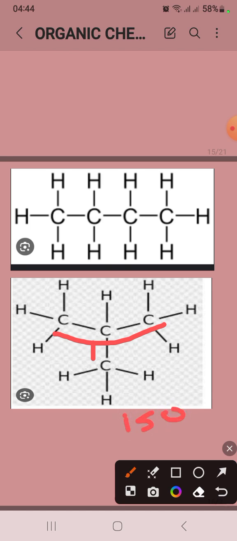So it is isobutane. Got it? And then the hydrogen atoms are attached in the same way as we have attached in this first compound. 3 hydrogen atoms are attached to the first carbon, 1 is attached to the second carbon because it is forming 3 bonds with 3 carbon atoms, and 3 hydrogens are attached with the third carbon, and you can see with the fourth carbon also 3 hydrogens are attached. Got it?